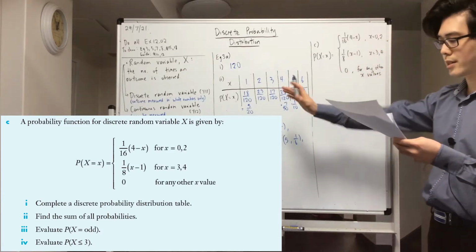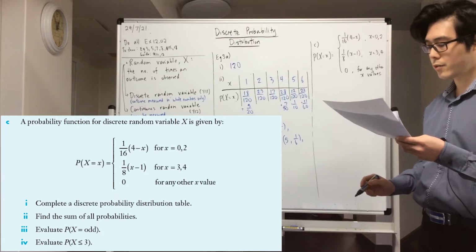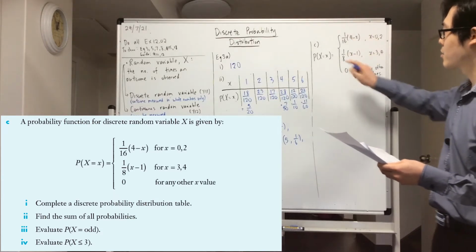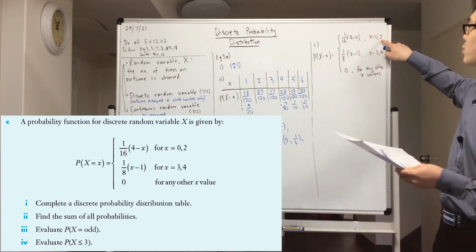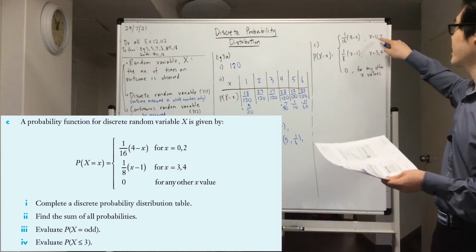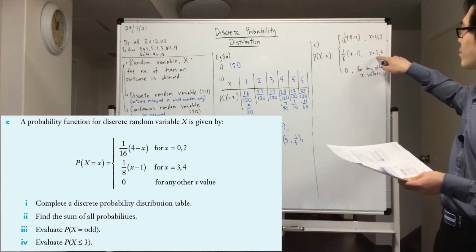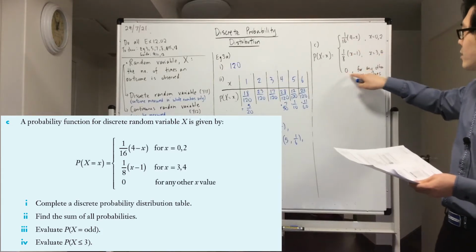It's not based on the same table anymore. A probability function for discrete random variable X is given by that. So it's actually defined. So the probability of, in this case, getting a 0 or 2, let's say these are numbers represented on a die, can be represented by that function, okay? If you get a 3 or a 4, the probability is by substituting the numbers in here, and the probability is 0 for any other values.